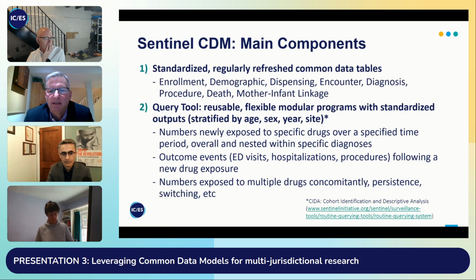Things like the numbers of newly exposed individuals to specific drugs over specified time periods. Another looks at raw crude outcome event rates among new exposures to drug therapy. Others, more specific programs, look at concomitant drug use, persistence with drug use, switching, etc. Next slide, please.